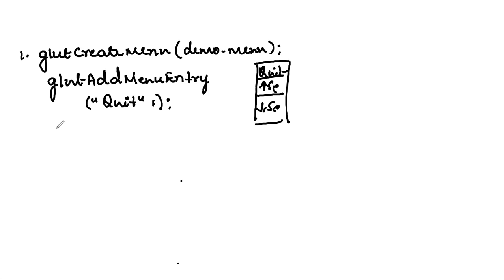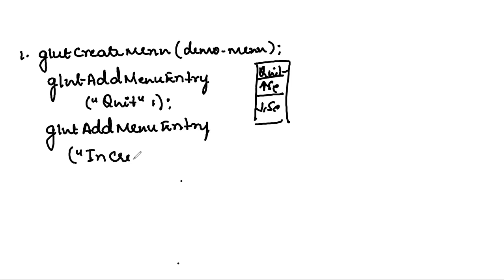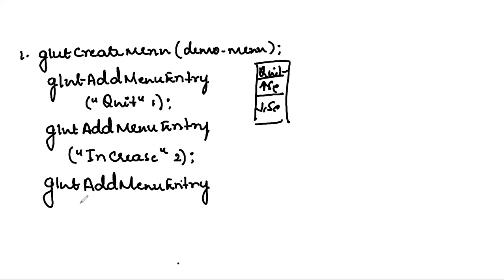Next I'll say glutAddMenuEntry. I need to increase the size of the object, and the option is 2. Next, third one, let us write it as glutAddMenuEntry, and let us say it is to decrease. So I'll say decrease the size, and the option is 3.